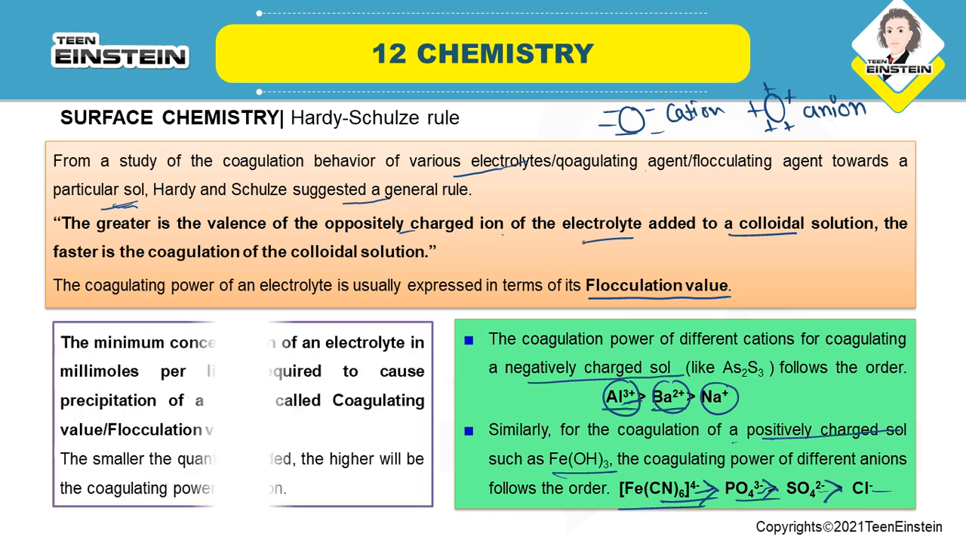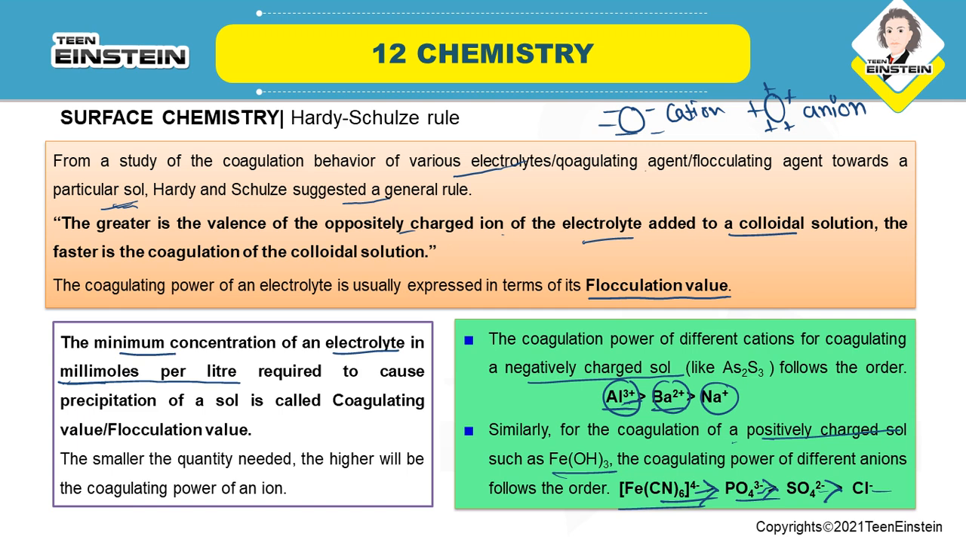Now what is flocculation value? The definition is the minimum concentration of an electrolyte in millimoles per liter, as the amount is very small, so that is why millimoles are used, not moles, required to cause precipitation of a sol, is known as flocculation value. Fine. So when coagulating power is very high, that means the concentration will be very low. That means flocculation value is also low.